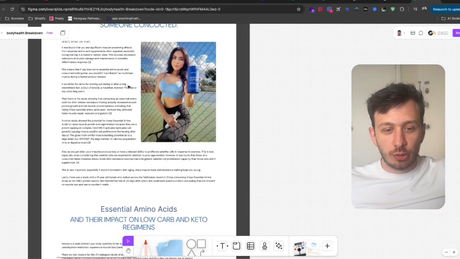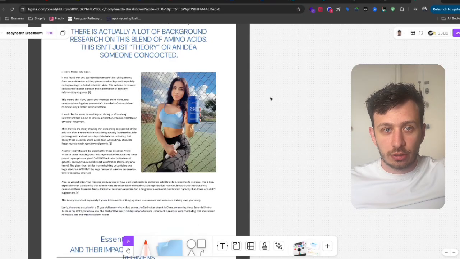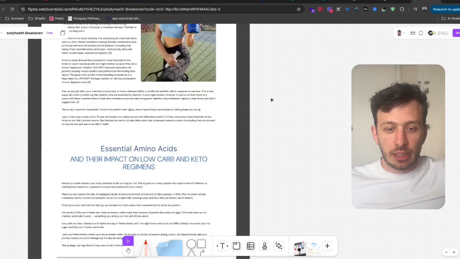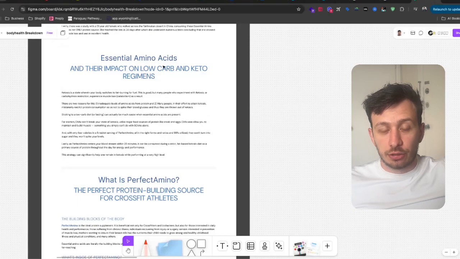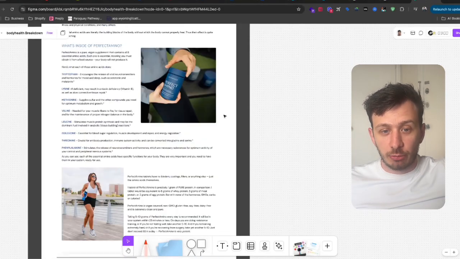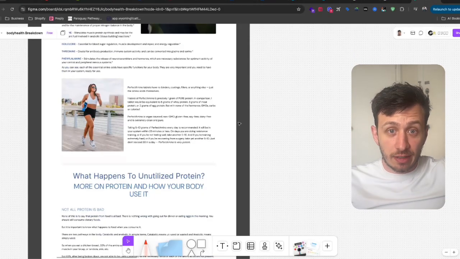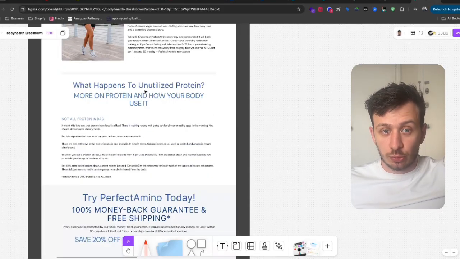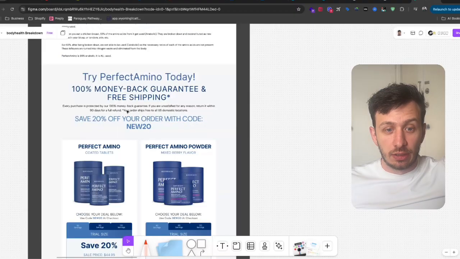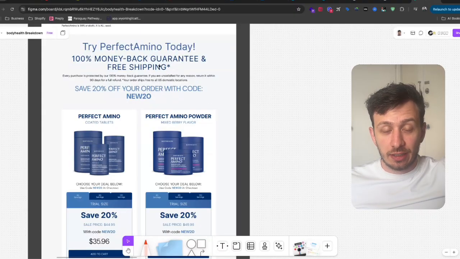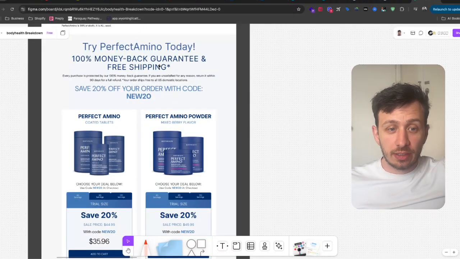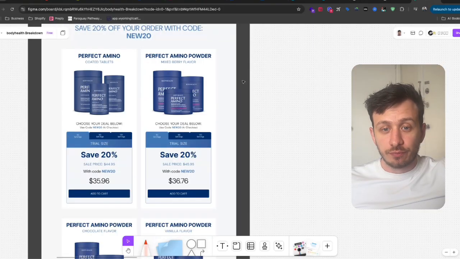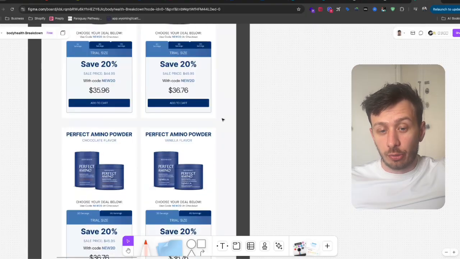So this is just more proof that it works and the science behind it. Essential amino acid. What is the perfect amino acid? You can see that we're just diving down the rabbit hole the further we go. What happens to unutilized protein? This is just a small detail. And then at the end, we restate the offer again and we show the call to action, which is just adding the product to the cart.